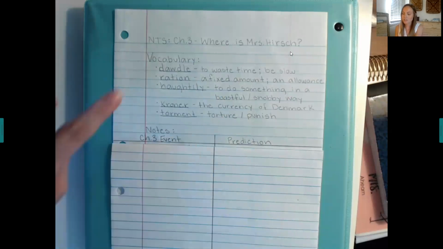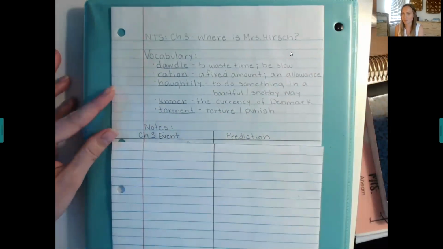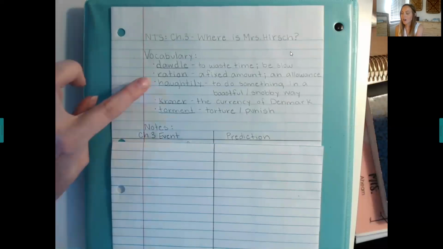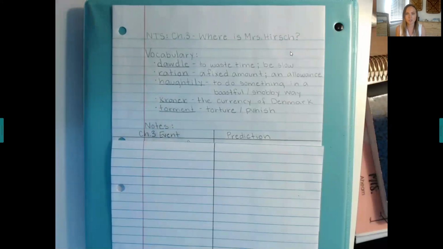Our first word is dawdle. This means to waste time or be slow. Ration is a fixed amount, maybe an allowance of something. Haughtily means to do something in a boastful or snobby way. Kroner, this is the currency of Denmark. So in America, our currency or money is called the dollar, while in Denmark, it's called the kroner. And torment, this means to torture or punish.